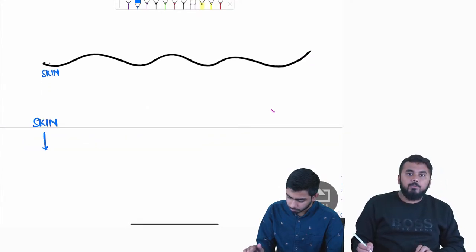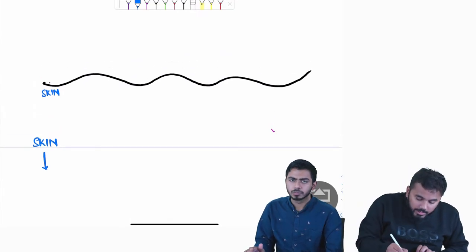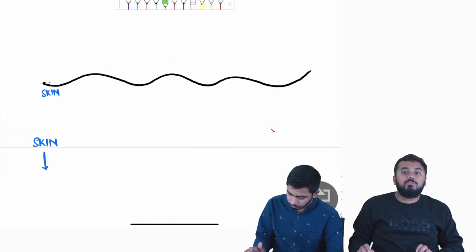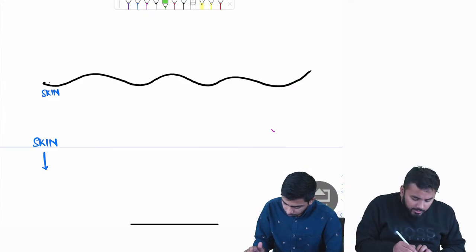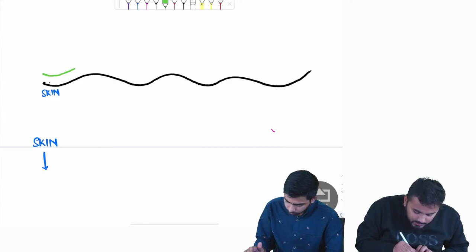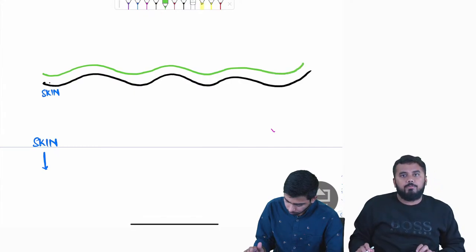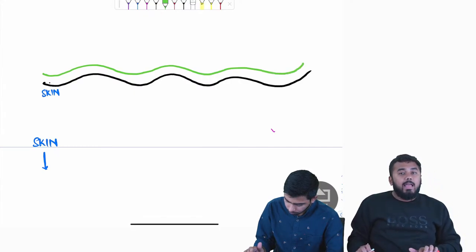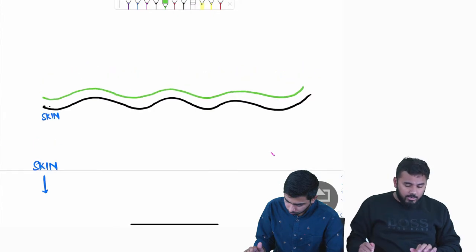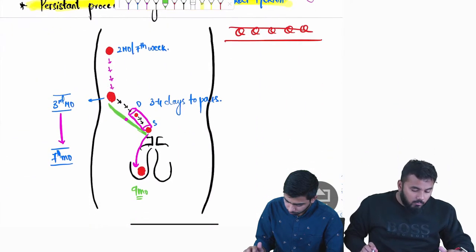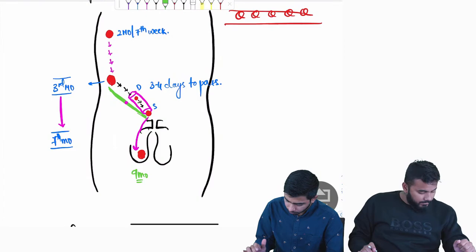After the skin, you have got the next important thing that is called the superficial fascia. Okay, so let us say this thing which I'm drawing right now is called the superficial fascia. Actually, there are two superficial fascia. Now, can anyone tell what are the two superficial fascia?